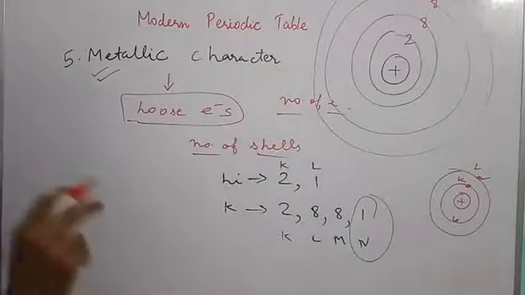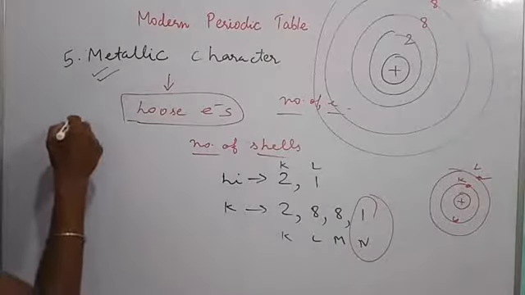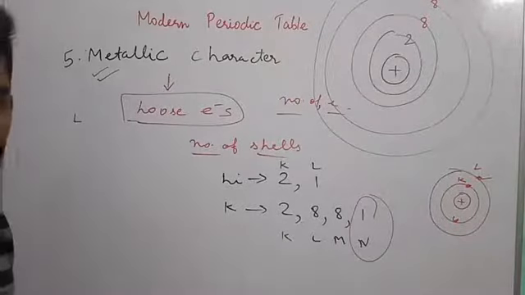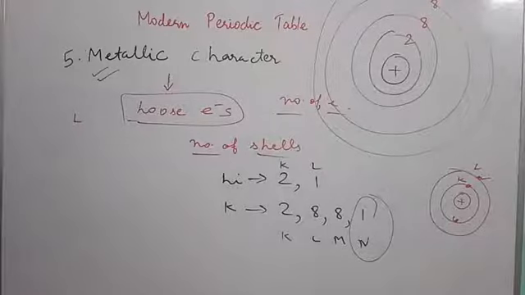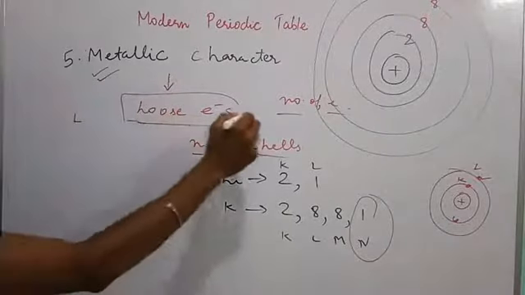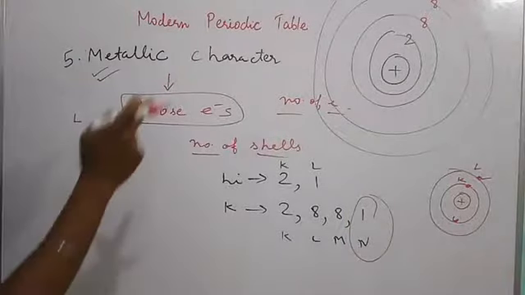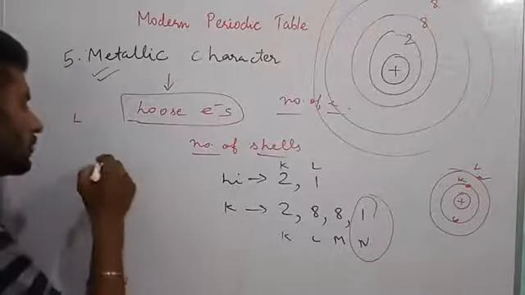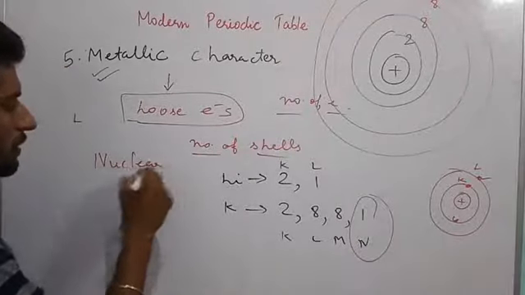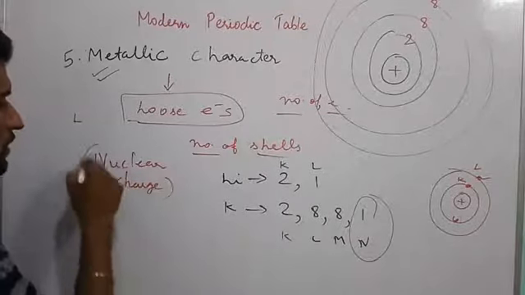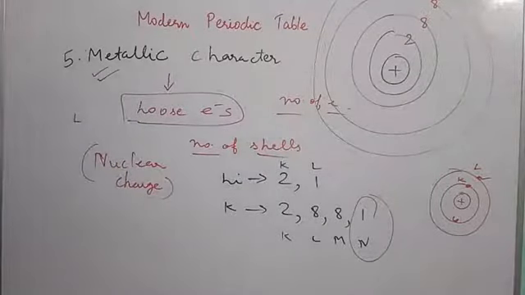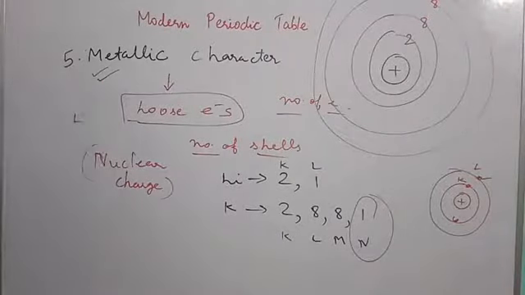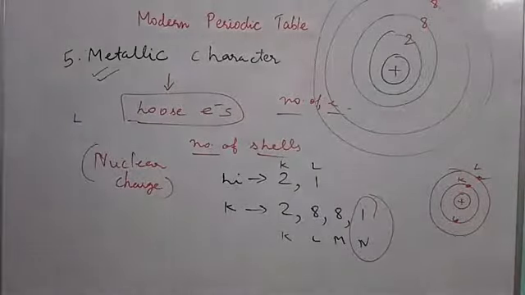So you have to note that whenever we study any particular group, as we move down the group, what will be there? The number of shells increases, which leads to less force of attraction, or the one special term, nuclear charge. In chemistry we use that for the force of attraction between nucleus and electrons, that is known as nuclear charge, that decreases, and what is there? The size increases, and hence metallic character also increases.